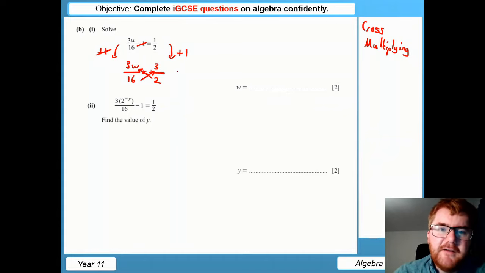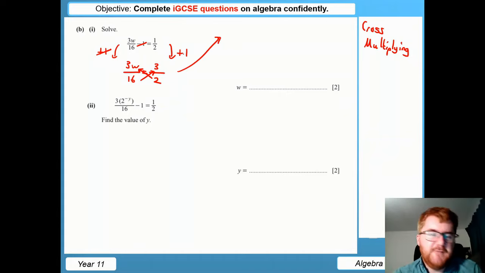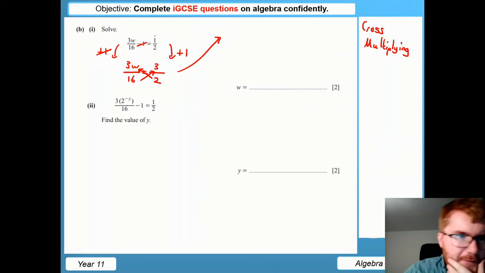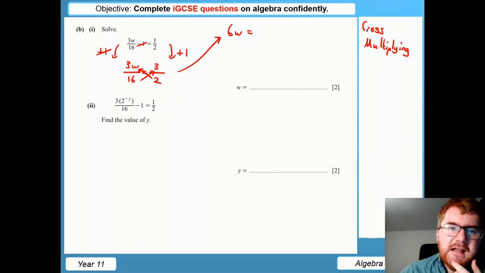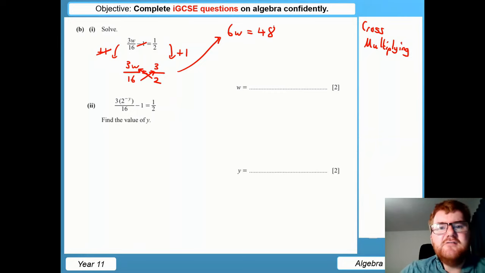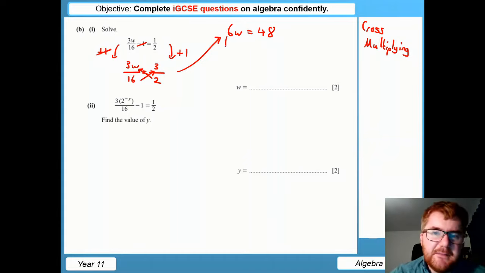We can actually simplify this down to an easy equation. Okay, what do I actually mean here? So 3w times 2, that's equal to 6w, and then 16 times 3 is equal to 48. It's a really nifty way of actually removing the fraction very, very quickly. And now we have a nice easy process here.